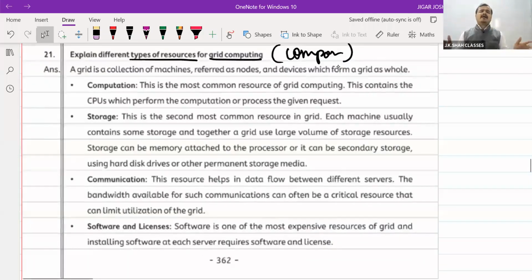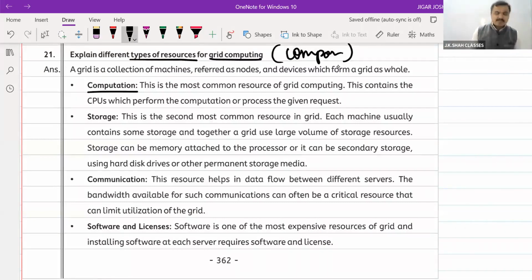Good morning, people. See this. The first one is computation. Computation means what? Sir, CPU. So the first major component of grid computing is the CPU, because at the end I just need computers, and the main component of a computer is the CPU. This is the most common resource in grid computing. It contains the CPU, which performs the computation or processes the given request.